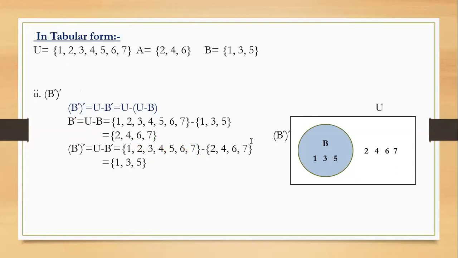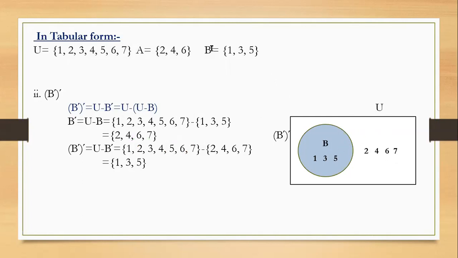Now, how can we draw the Venn diagram? Students, in this question, U is there and B is there. B dash is not a set. For the universal set, you have to draw a rectangle, and for B, you have to make a circle. First of all, fill the circle with 1, 3, 5 in the same way which I have told you in the previous slide. Now, write the remaining elements 2, 4, 6, 7 outside the circle. In this way, we have to draw the Venn diagram.